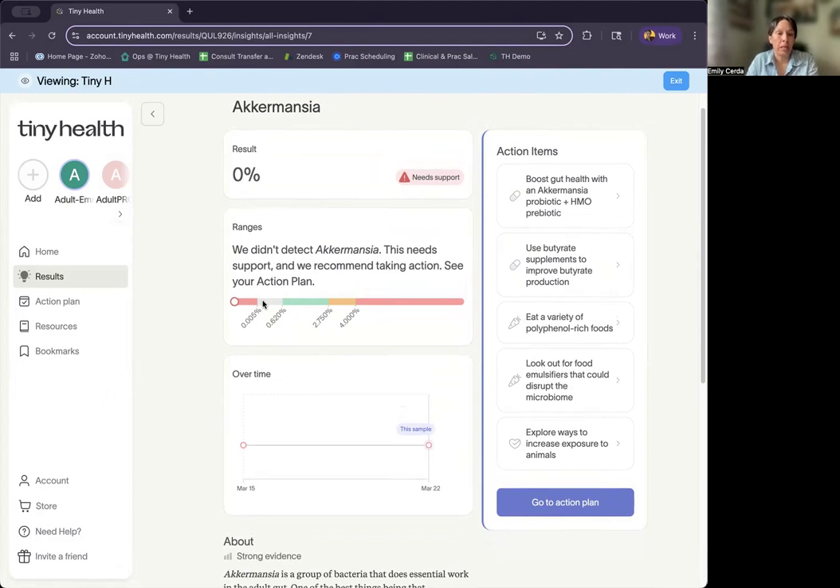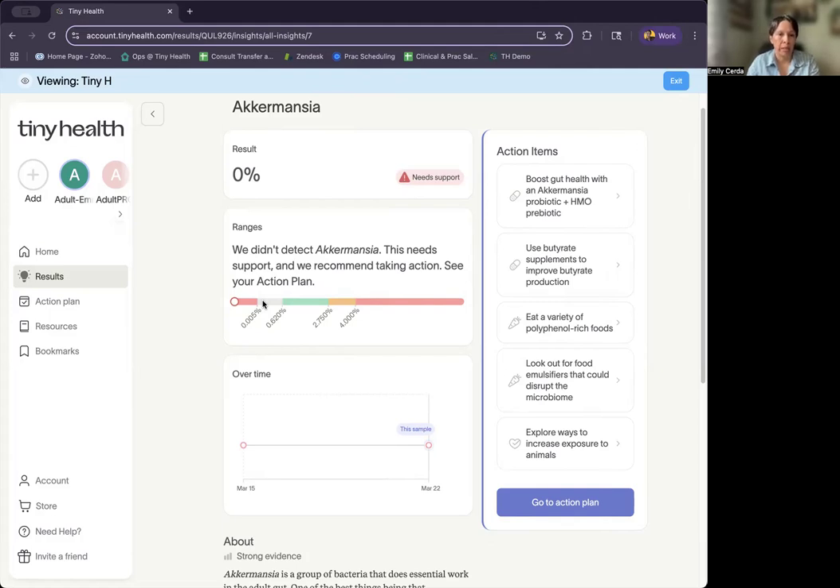Akkermansia is known for its metabolic health benefits, but I find that it's pretty picky about its environment. So a lot of times I will work on diet, I will work on the gut environment itself, making sure there's not inflammation, there's not a lot of pathogens, there's not some overgrowth, making sure short chain fatty acid production is optimized. And then I'll circle back to Akkermansia.